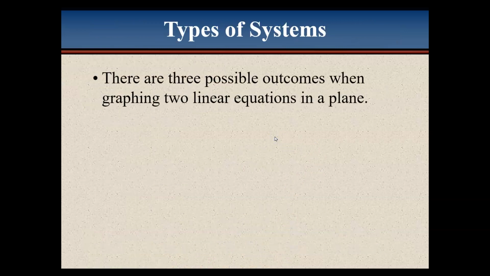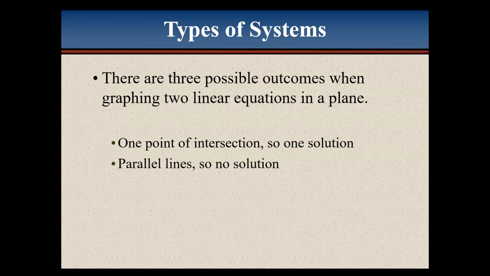Okay, so let's quickly review the 3 possible outcomes that we can have for a system of equations. We can have one point of intersection, so there's one solution. You can have parallel lines, so that there is no solution, and coinciding lines, so there's an infinite number of solutions. That means the lines are on top of each other, they touch everywhere, and there are an infinite number of solutions for that. All right, so that is solving systems using graphing.